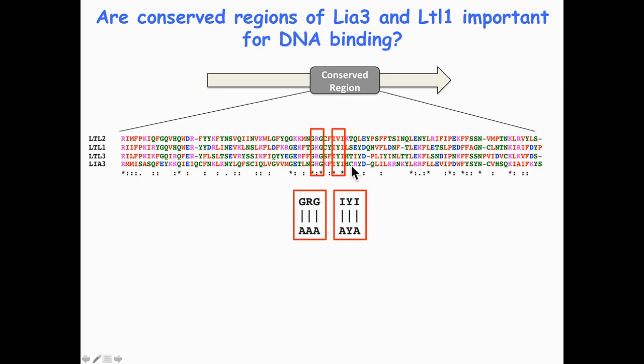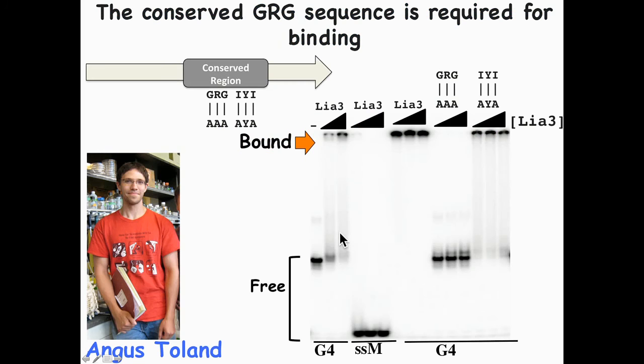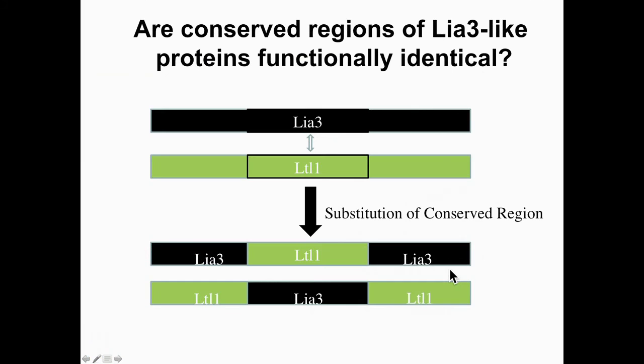So in this conserved region, we wanted to know, is this region important for binding? We looked at these two really conserved regions, this GRG or GKG, or this IYI motif, and made alanine substitution mutations. Angus Tolan, who was a med student doing a summer rotation in my lab, was able to show that for Lia3, the IYI mutation had basically no effect on binding, but specifically mutating this GRG basically abrogated binding of Lia3.